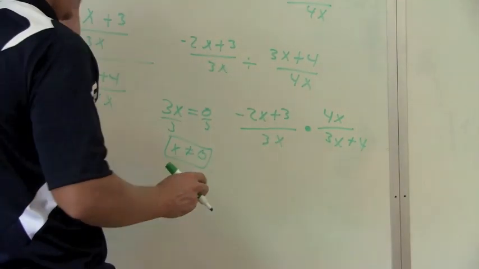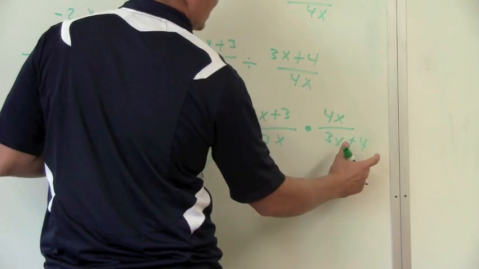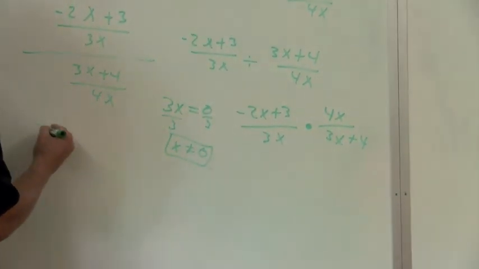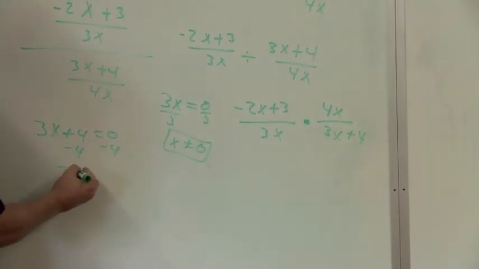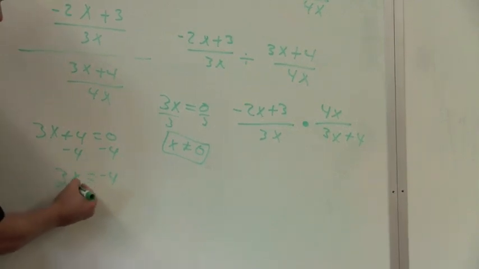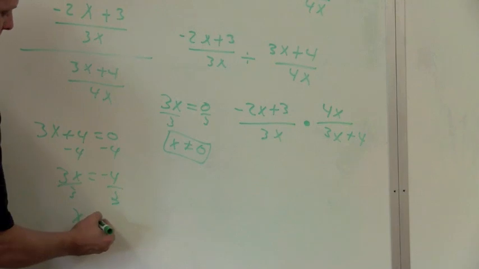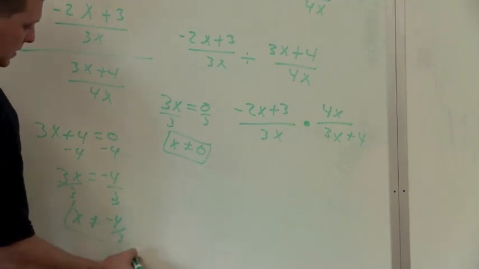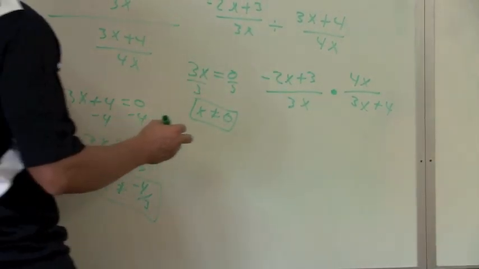Once we get to this point, we have a new denominator. This new denominator, we have to set equal to 0 to find out if there's any restriction. We get 3x equals negative 4. We divide by 3. We get x cannot be negative 4/3. So there is another restriction. That's part of our answer.